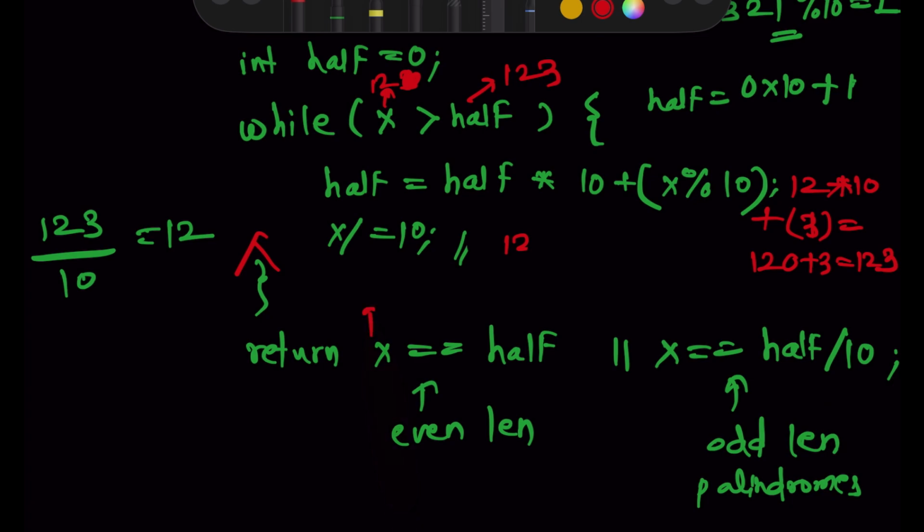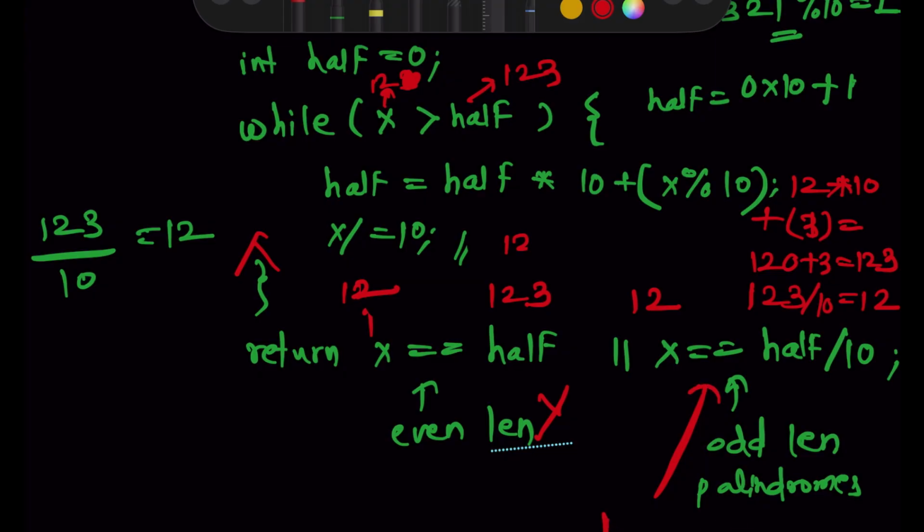Is my x, 12, equal to 123? No. But is my x, 12, equal to 123 divided by 10, which is 12? Yes, then from here it will return true. I hope you have understood the dry run of this approach.